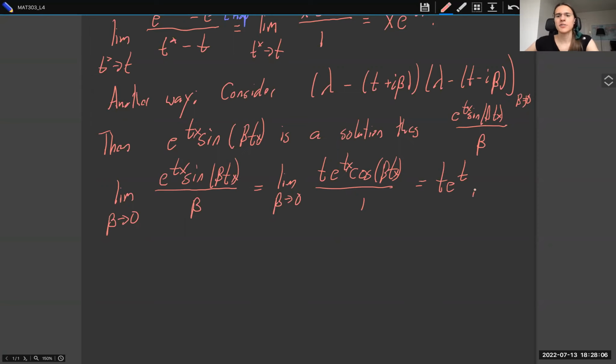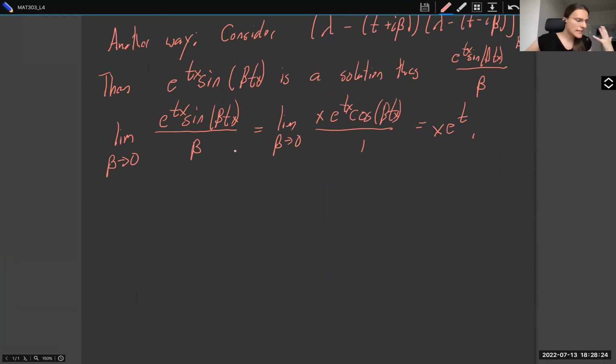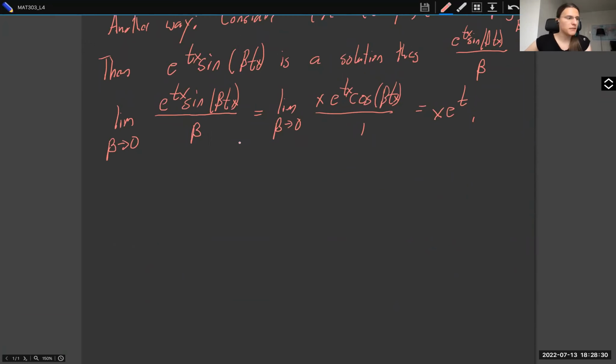Okay, so we have done this L'Hopital trick and we've suggested that in the limit, sorry, this should not be t, this should be x, because I'm taking the beta derivative and t is the constant. Good. So let's actually check that this is a solution, because it looks like in the limit it's a solution, but does this argument even make sense?